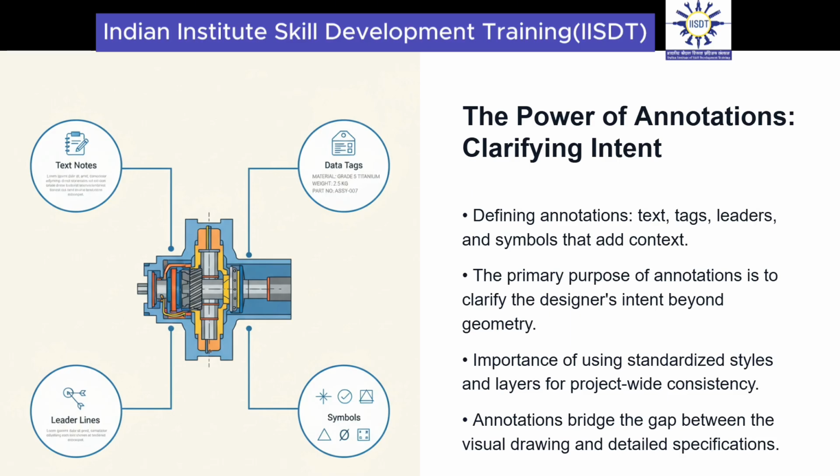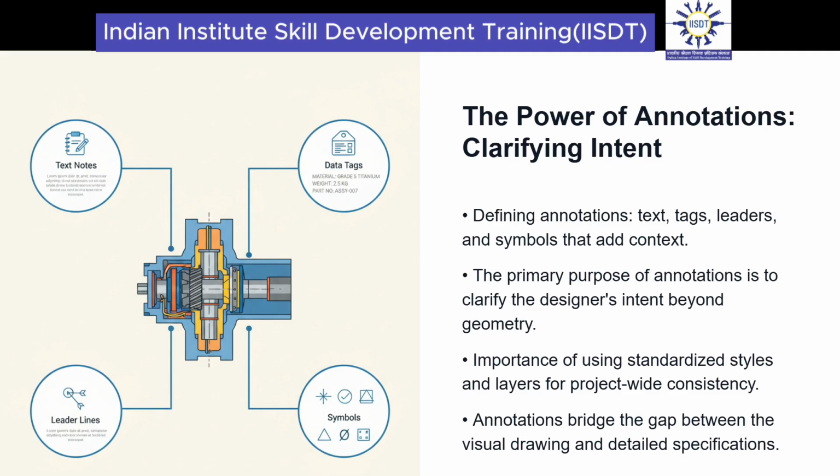A simple text note can provide critical assembly instructions. A leader line can point to a specific bolt and call out its part number and required torque. In building information modeling, or BIM, tags become even more powerful. A window tag, for instance, isn't just a label. It's a dynamic link to a database of information about that window, from its manufacturer to its energy efficiency rating.